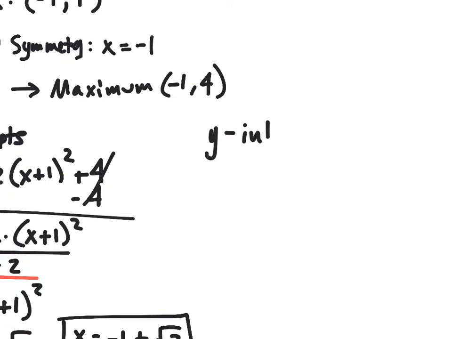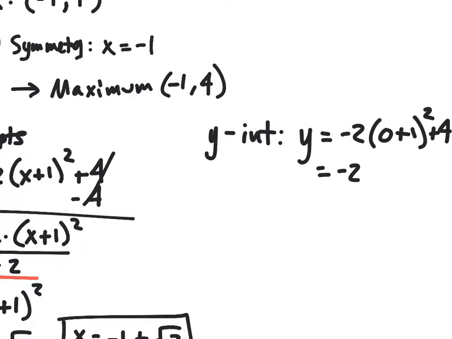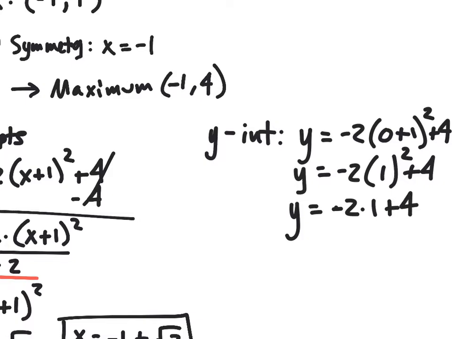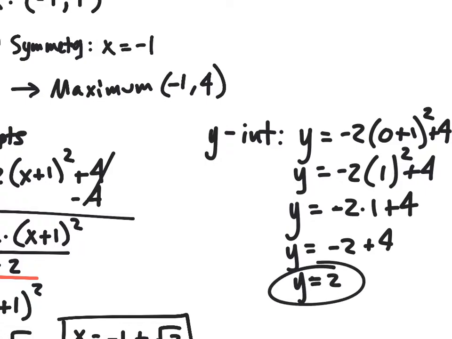Okay, y-intercept. And we're going to get y is equal to -2 times 0 plus 1 squared plus 4. All right, and so that's going to give me y equals -2 times 1 squared plus 4. So y is equal to -2 times 1 plus 4. So we get y is equal to -2 plus 4, so y is equal to 2. Okay, and so that's the idea.